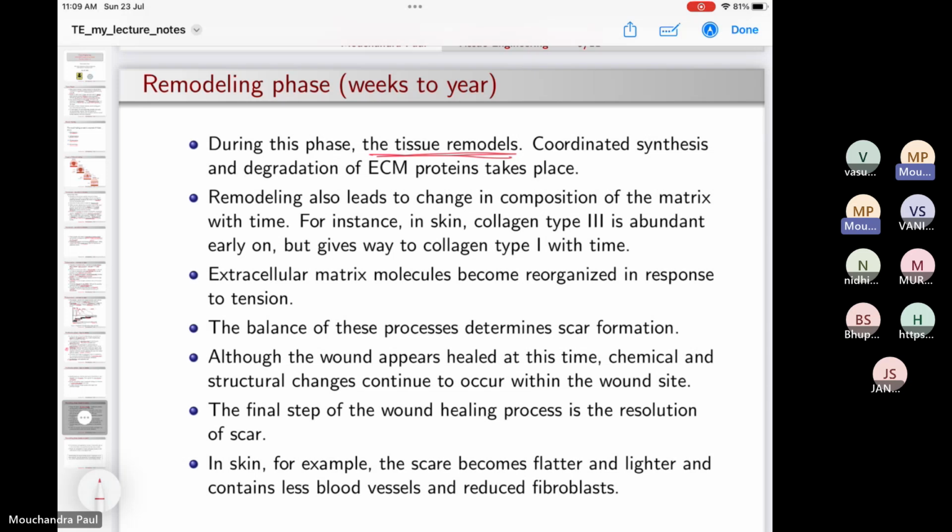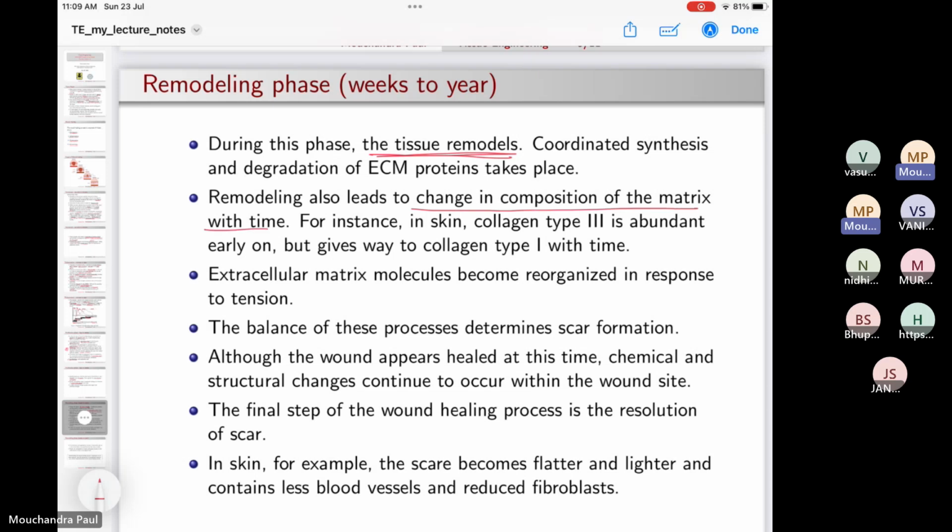Now the tissue is trying to bring that area to its original state, which is why we call it remodeling, like we remodel our house when we move into a new flat. Similarly, the cells that are involved also try to remodel it to the previous state. So during this remodeling phase, what happens? There is a change in the composition of the matrix over time.